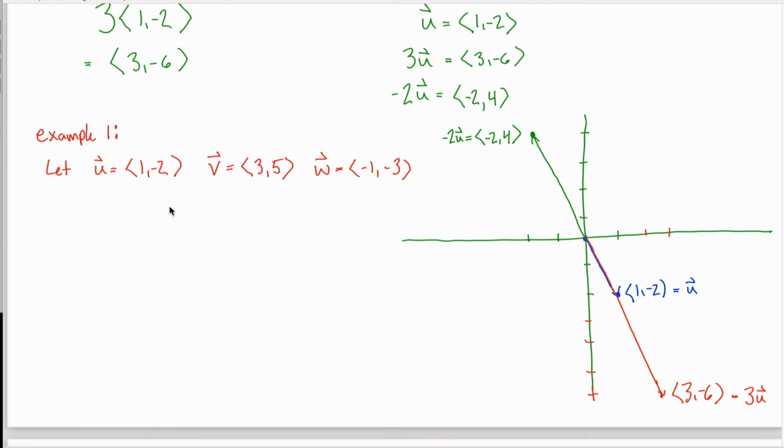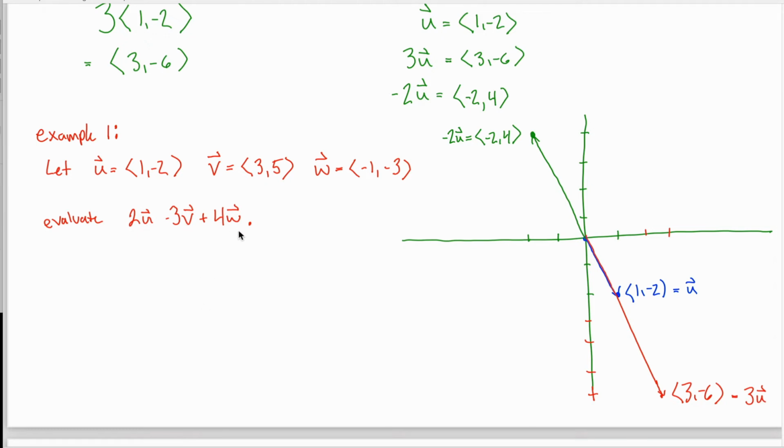Suppose I have these 3 different vectors, u, v, and w, and I'm defining them in their component form so that u is (1, -2), v is (3, 5), and w is (-1, -3). What if I asked you to evaluate 2u minus 3v plus 4w?